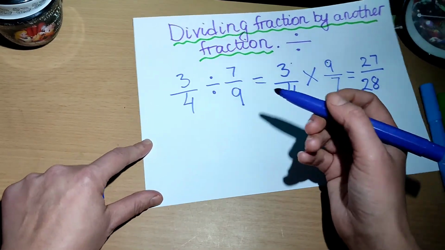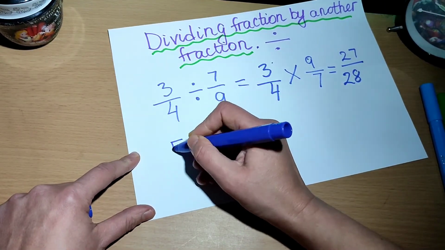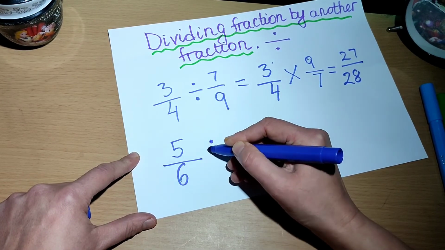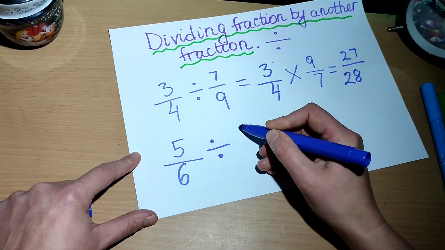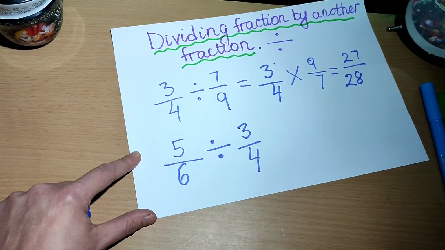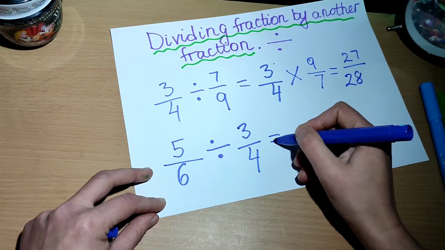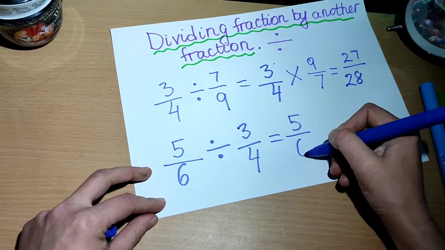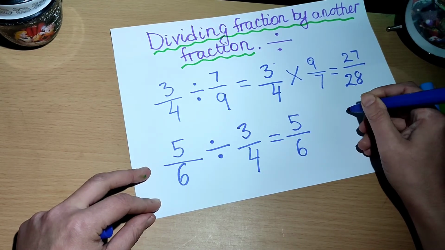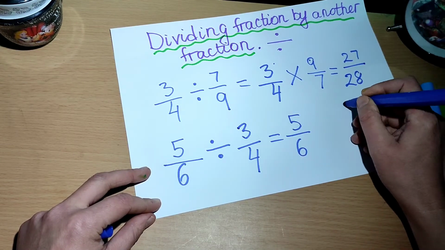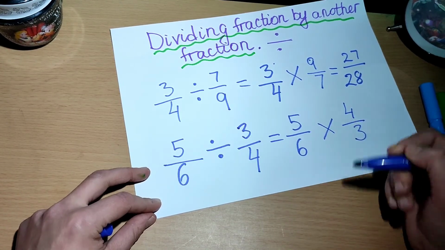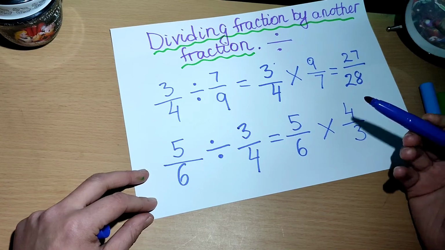Let's have another example. Let's have 5/6 divided by 3/4. So 5/6, we're flipping the second fraction upside down. So instead of 3/4, it's now 4/3. And now instead of dividing, we put multiply here. And we know how to multiply fractions.